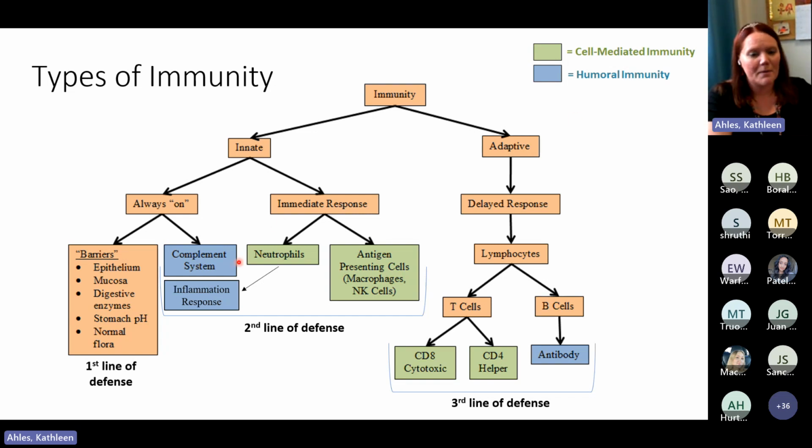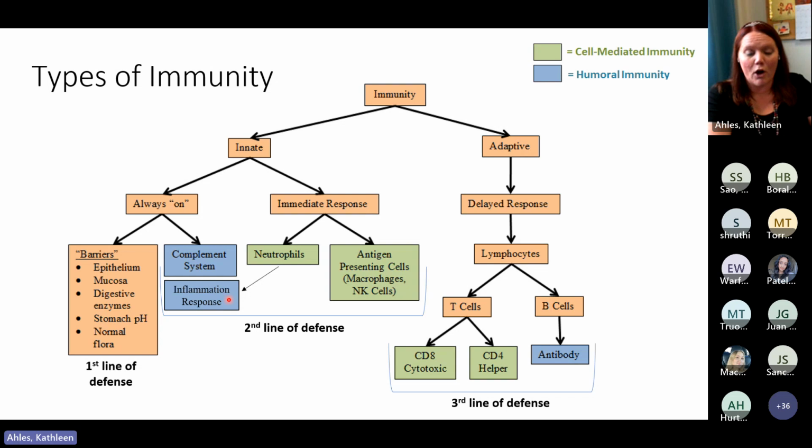So floating around in the plasma, we've got complement, which is those sets of proteins that stacked on top of each other, made holes and caused the target to die. That's one type of my second line of defense that just indiscriminately kills things that are inside the body. Same thing with inflammation. We have chemicals that are spit out when we rupture part of the skin, and the inflammation response will kick in.